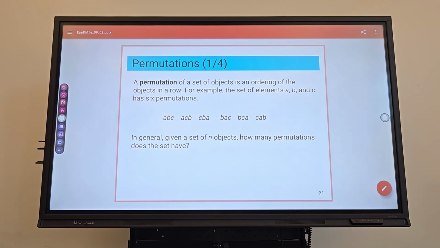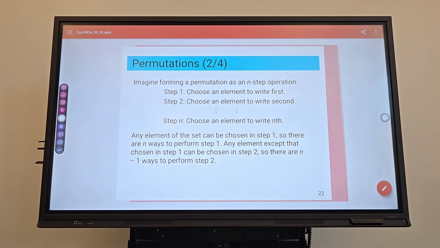Remember that function from chapter 5? Factorial. 1 times 2 times 3, etc., all the way up to n. Same type of thing going on here.